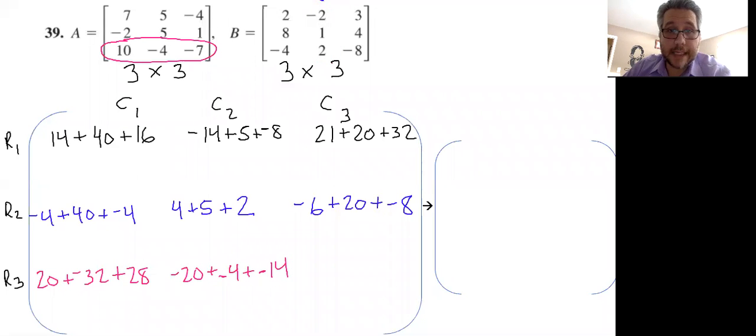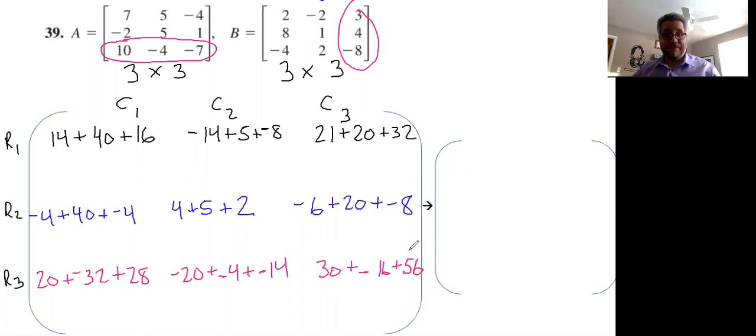Finally, I will highlight column 3. So we're finishing this up with row 3 times column 3. That will give us our last entry. We've got 10 times 3, which is 30, plus -4 times 4, -16, plus -7 times -8 is +56. Assuming all the arithmetic was done correctly, we are ready to finish the job.